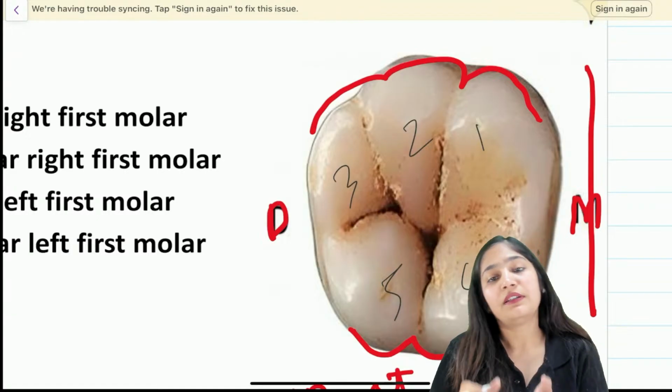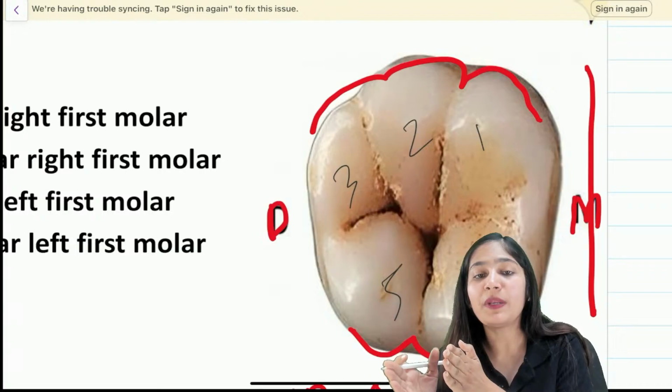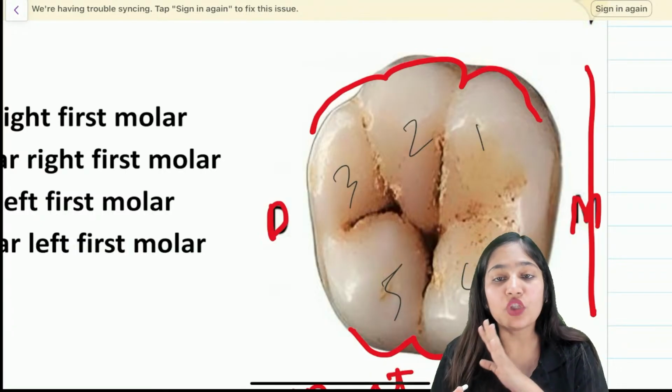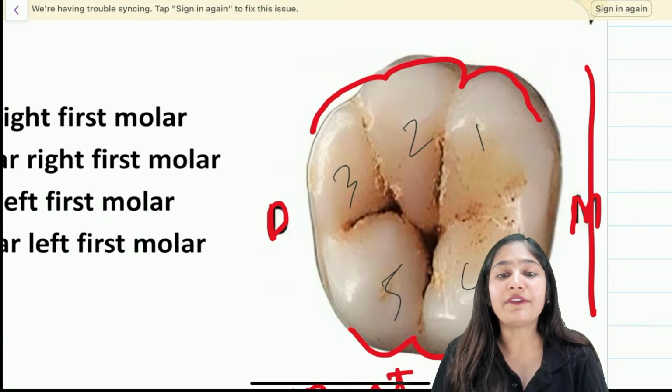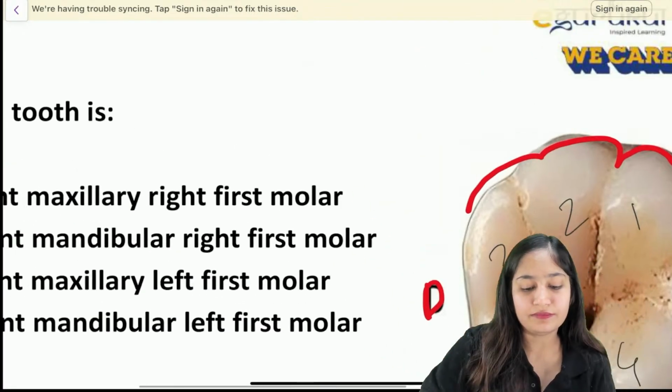If on right side we place this tooth, then what will happen? Distal side will be facing towards the midline, which is not proper. So definitely it is not of right side, it is of left side.